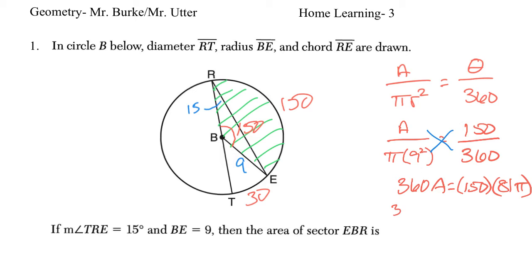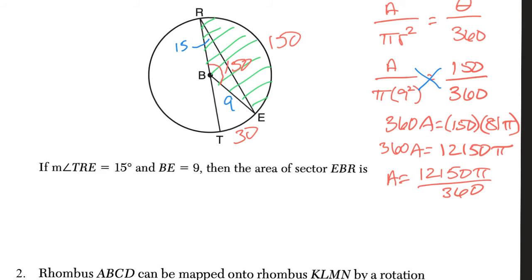So then I still have 360A on the left side. And if I multiply the right side out, I get 12,150 pi. I'm leaving the pi in there just to make life easier on myself. And now all I got to do is just divide by 360 to get the area by itself. And I get 12,150 pi divided by 360. I'm just going to move this up a little bit so I have some room.